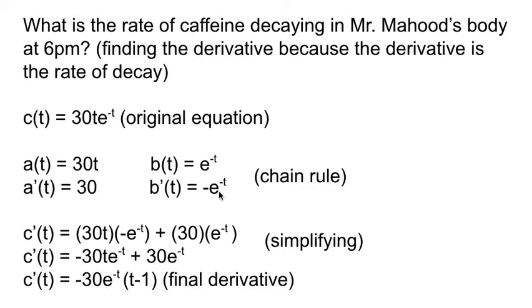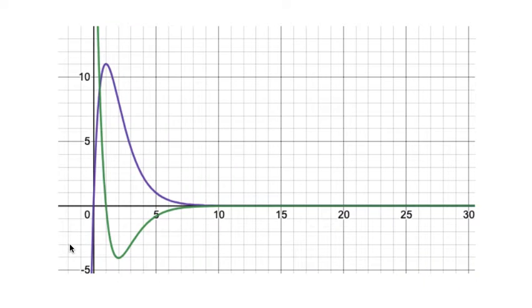Simplifying, putting this times this plus this times this in here, the final derivative C'(t) is negative 30 e to the power of negative t times (t minus 1). So this equation is the rate of decay of caffeine in Mr. Mahalo's body. And you can also see it here.